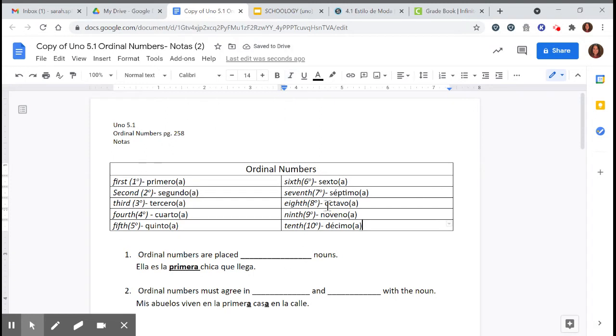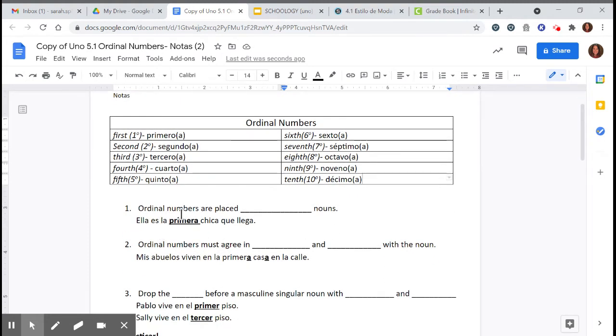Okay, so once we've defined these words, we know what they are. Let's look at a couple rules that we have. So it says ordinal numbers are placed before nouns. So in this sentence here, it says, ella es la primera chica que llegar. So she is the first person to arrive, is what that sentence is saying. Notice in English, our ordinal numbers are placed before the noun. In Spanish, it's the same thing. So in English, if I said first girl, in Spanish, I would also say primera chica. So the word order for this is the same as in English.